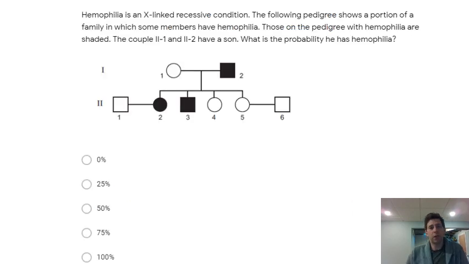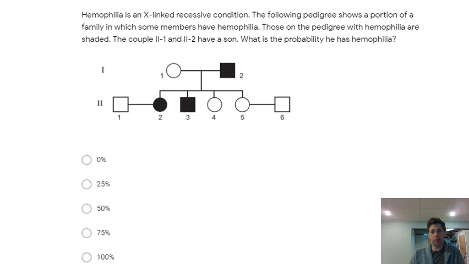This question. Hemophilia is X-linked recessive. The following pedigree shows a portion of a family in which some members have hemophilia. Those in the pedigree with hemophilia are shaded. 2-1 and 2-2 have a son. What is the probability he has hemophilia? So 2-2 is a male that we know nothing about because he's outside of the pedigree, but because he does not have hemophilia and because he's a male, we actually know that he has the dominant allele.